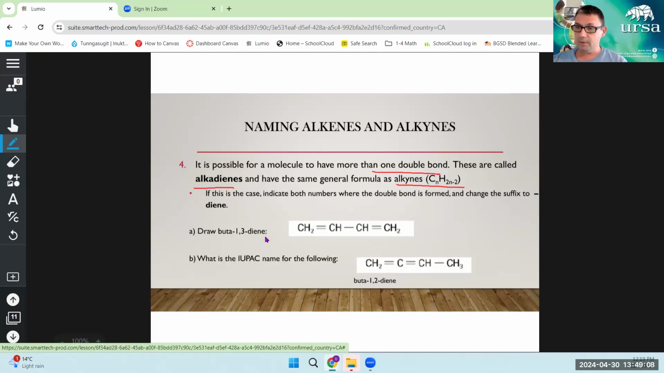buta-1,3-diene, 4 carbons with 2 double bonds, beginning at carbons 1 and 3 respectively. Carbon 1, double bond, 3, double bond. Buta-1,3-diene. Naming this one, 1, 2, 3, 4 carbons, 2 double bonds, a diene. Double bonds begin at carbons 1 and 2 respectively. Therefore, buta-1,2-diene.